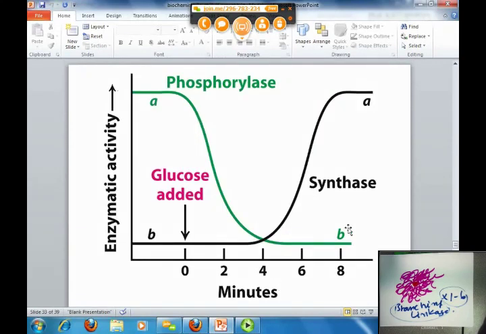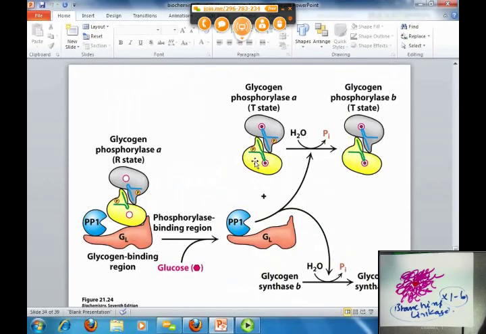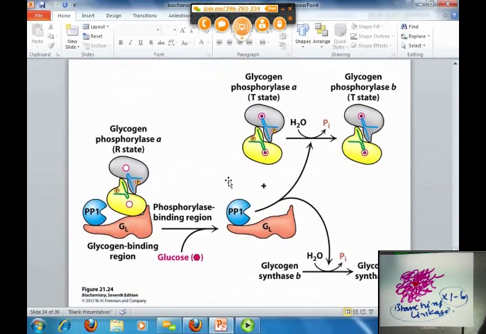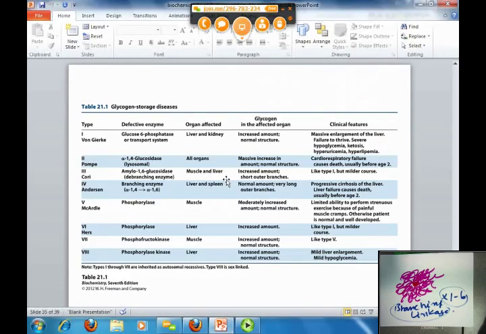Here phosphorylase A to B happens in minutes, and glucose is added. This is being activated. This is a very interesting enzyme kinetics reaction, which you have studied in your biochemistry class earlier. And this is another mechanism of how glycogen phosphorylase A, B is activated. And now some of the glycogen storage diseases. This is very important from a biomedical perspective.